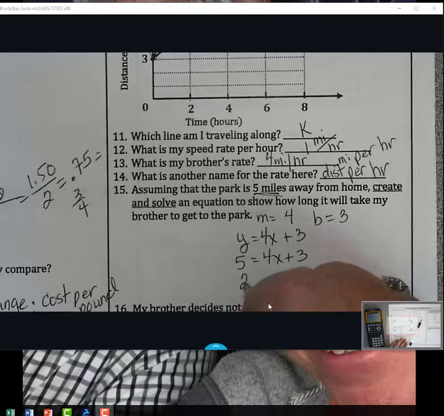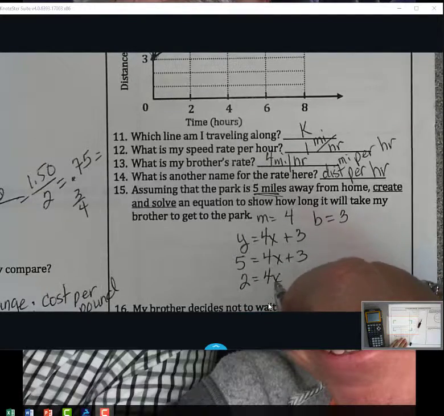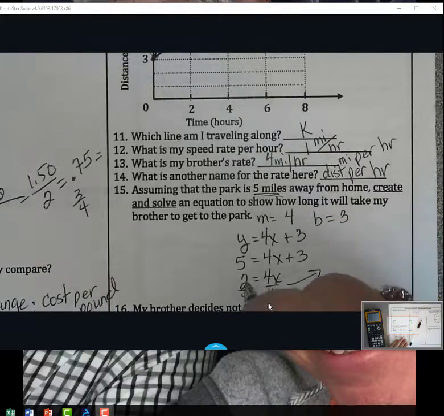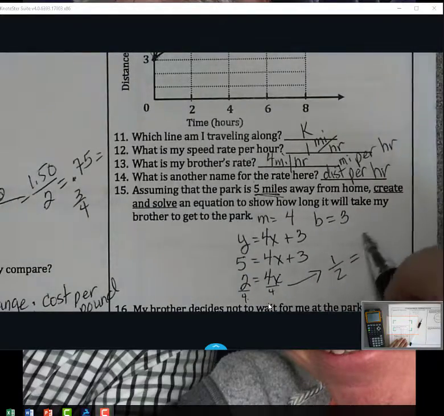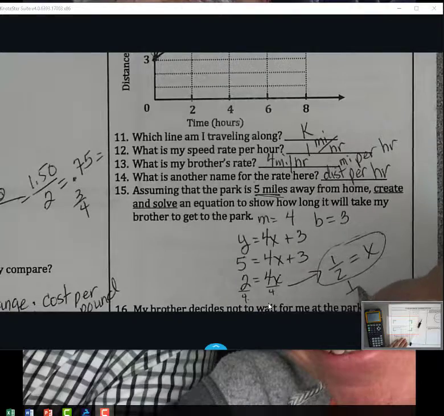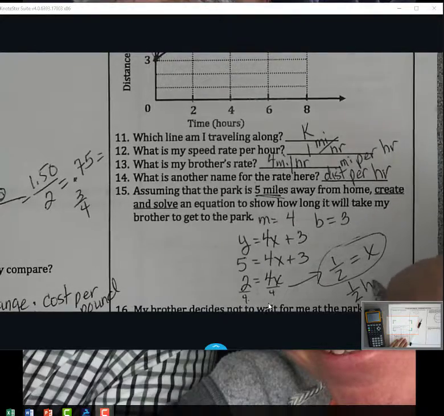Subtract the 3 from both sides. We get 2 equals 4x. Divide both sides by 4. We're going to get 2/4, which is 1/2, equals x. And x is time, so this is a half hour or 30 minutes.